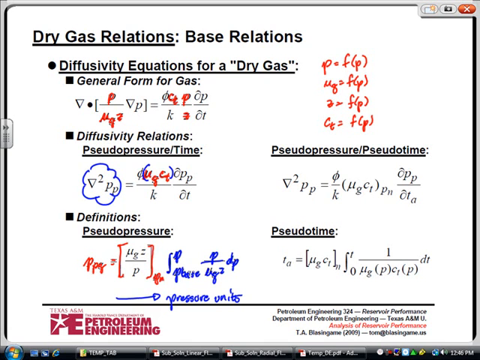Now, if we also use something called pseudo time, which, by the way, was supposed to be on your quiz today, but I spoke with the quiz master, and I changed that. We're going to normalize with respect to the mu CT product, evaluate 1 over mu GP, CTP, and integrate there. What's the problem with both of these? You must know pressure.